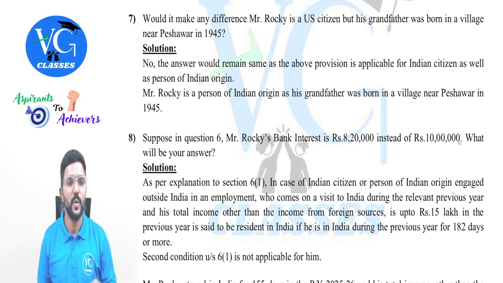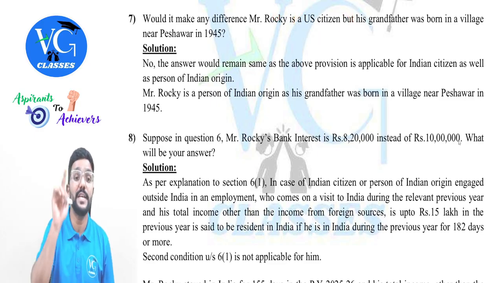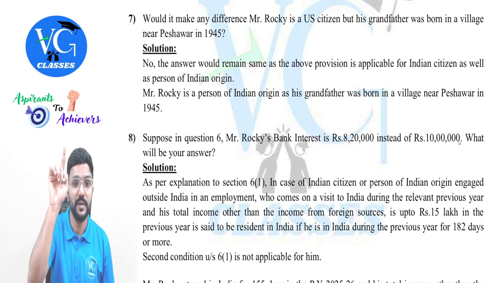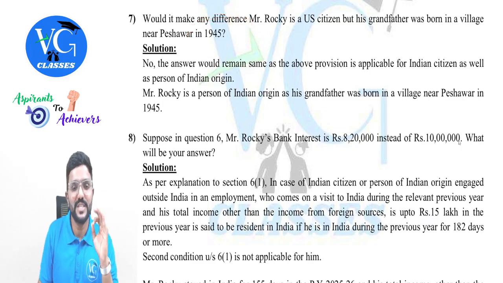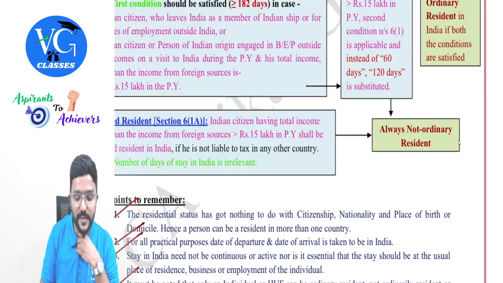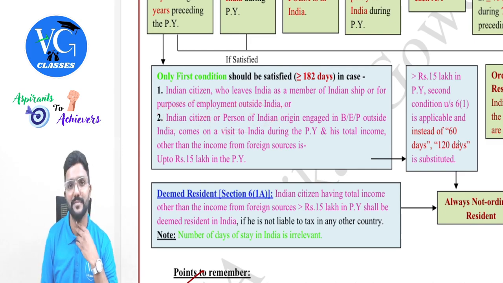Then the seventh one. Would it make any difference? Mr. Rocky is a US citizen, but his grandfather was born in a village near Peshawar, part of Pakistan now, in 1945, undivided India. So Mr. Rocky is a person of Indian origin. No, the answer would remain the same as the above provision is applicable for an Indian citizen as well as a person of Indian origin. Please observe, guys. Here, Indian citizen as well as person of Indian origin both are covered.